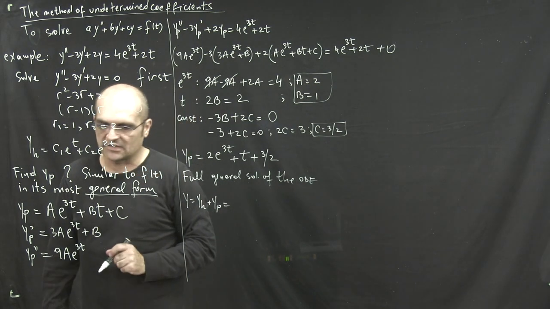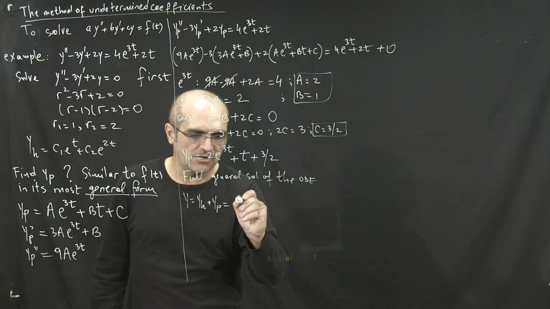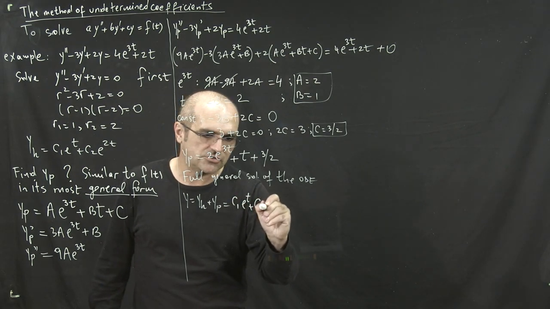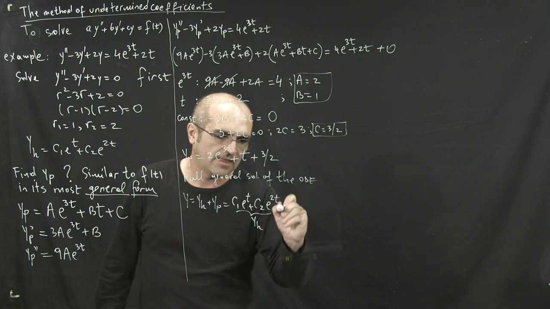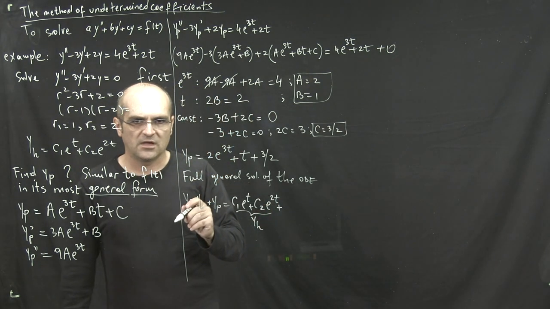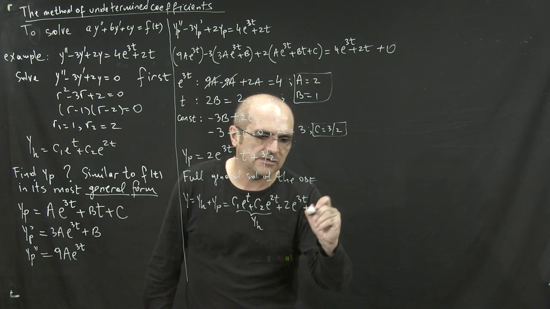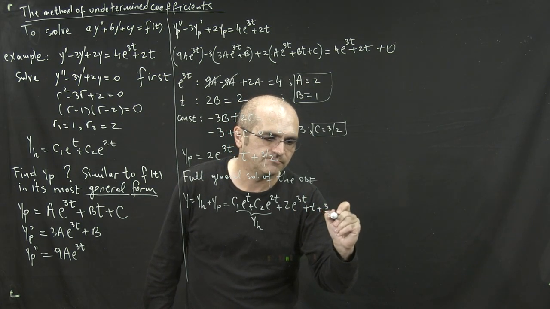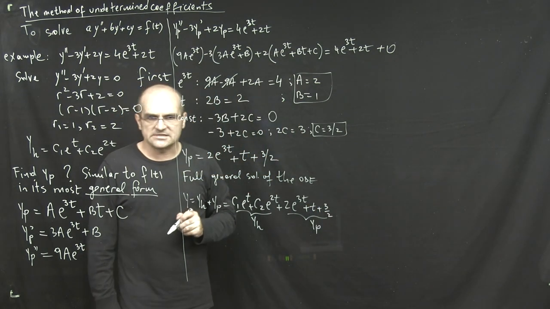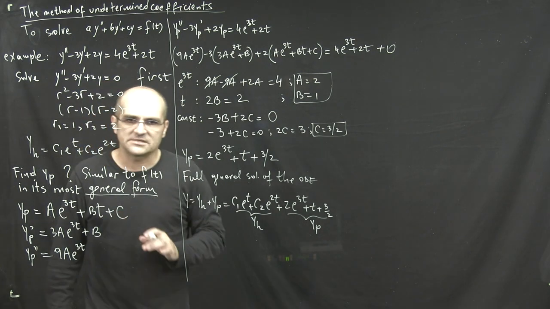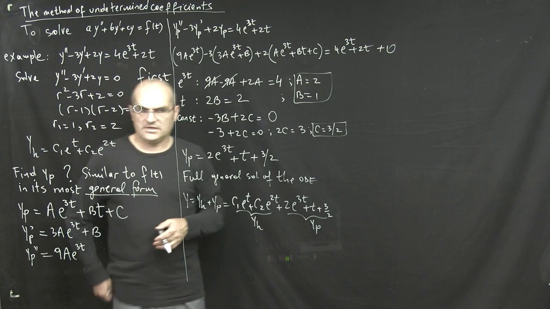So the homogeneous part in my case is what? We wrote it here: c1 e^t plus c2 e^(2t), that's y_h, and then plus the particular solution, 2e^(3t) plus t plus 3 over 2. So there are more details to discuss in this class, so hold your horses. But in a nutshell, this covers the essence of the method here.